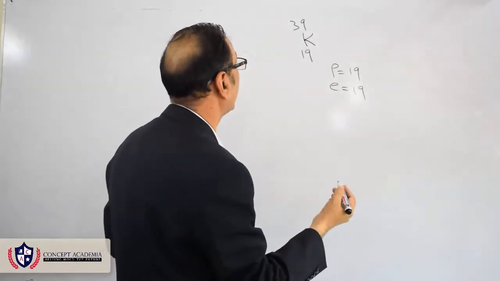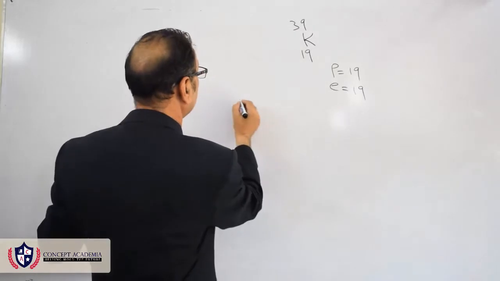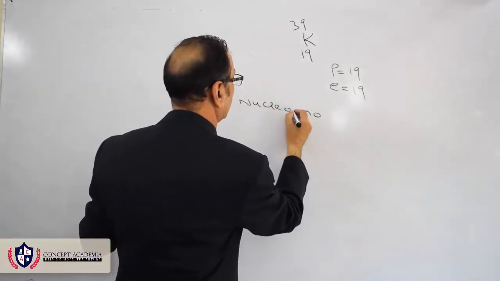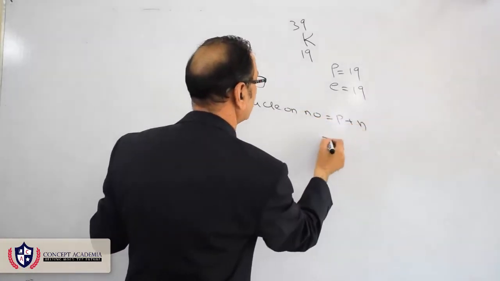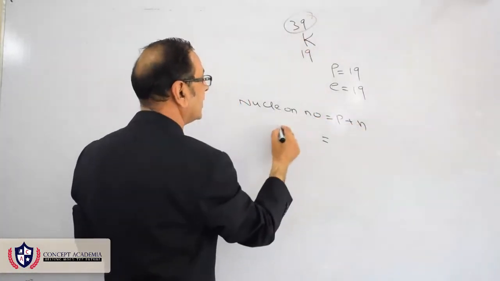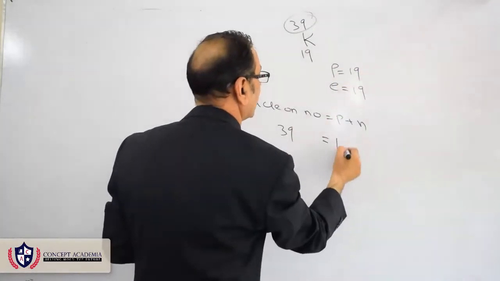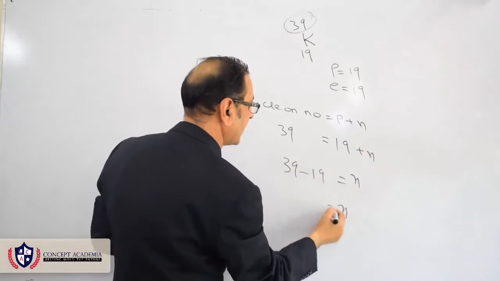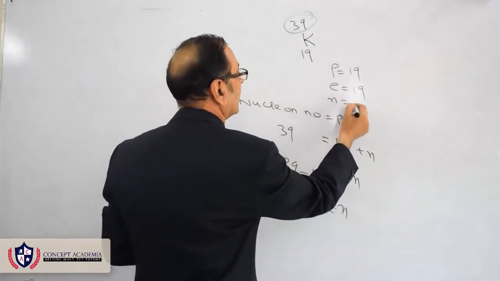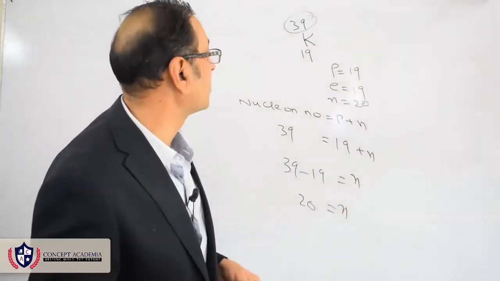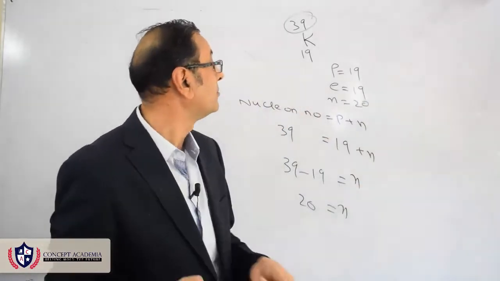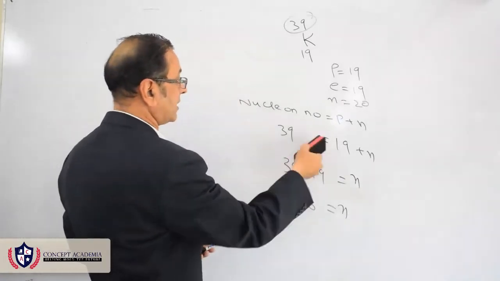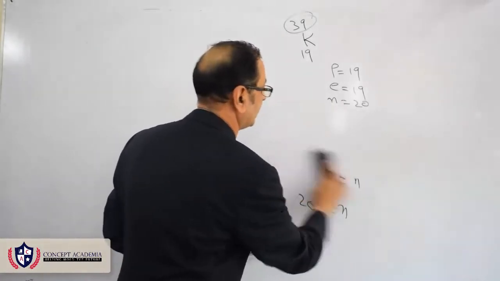Neutrons: we can find them from the nucleon number, which is equal to protons plus neutrons. The nucleon number is 39 and protons are 19, so neutrons are 39 minus 19, which is 20. So we have found the number of protons, electrons, and neutrons in potassium. This is the method we use to find the neutrons.